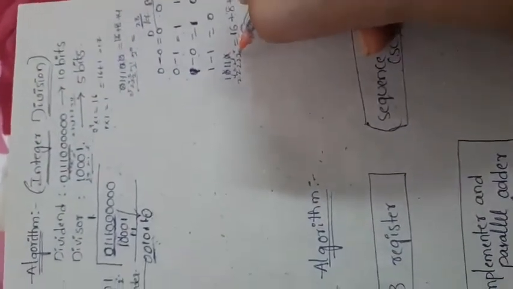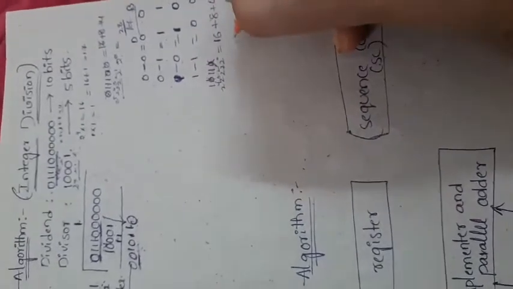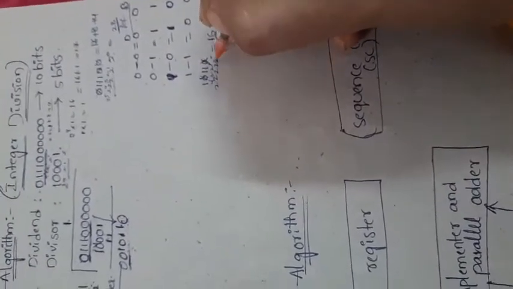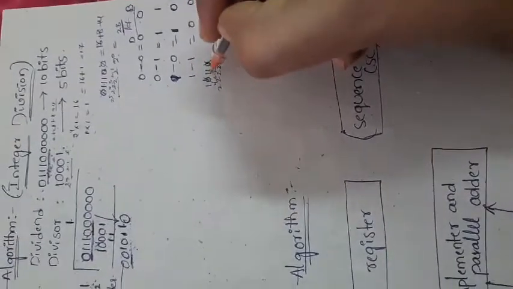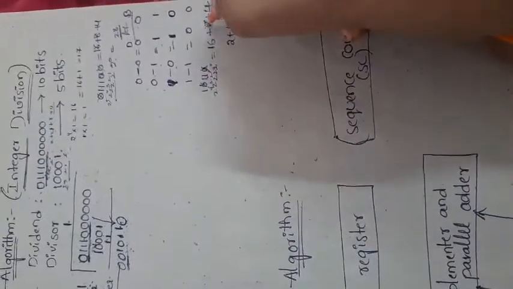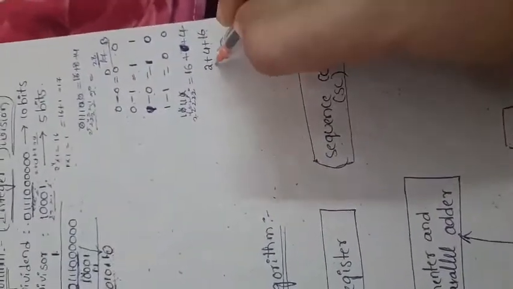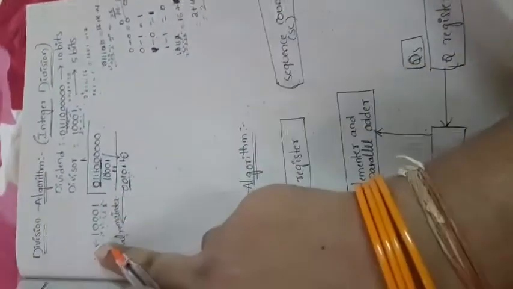Okay, so just observe the thing. 2 power 0 is nothing, 2 power 1 into 1 is nothing but 2, plus 2 square is nothing but 4, plus, sorry, 2 cube is not possible. Okay, so 2 power 4 is nothing but 16. So 16 plus 4 is nothing but 20. 20 plus 2 is nothing but 22. Okay, so now this dividend partial remainder in decimal notation is 22 and the divisor number is 17.